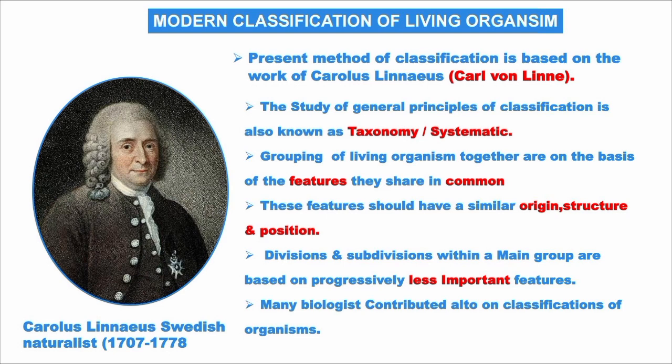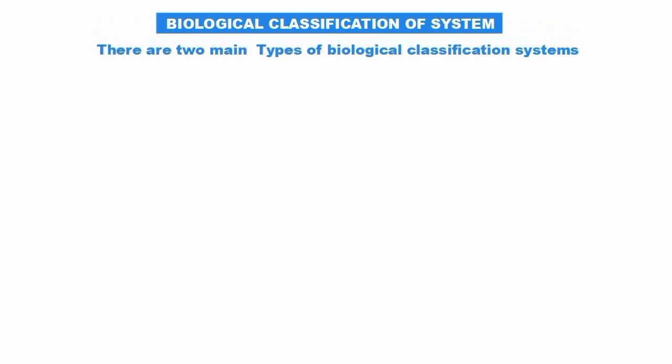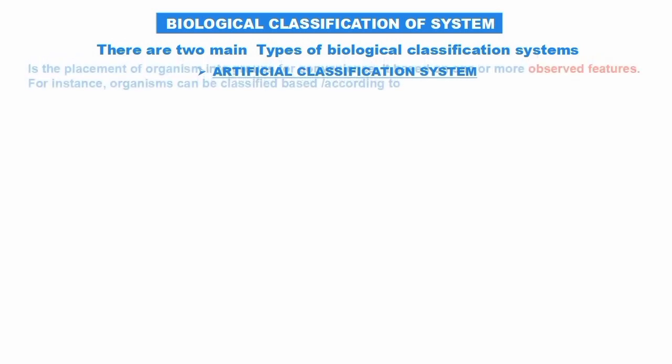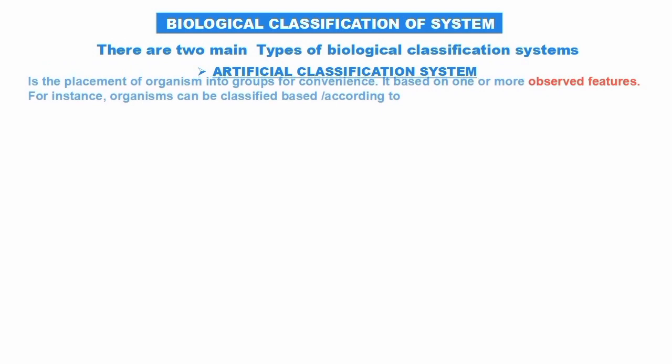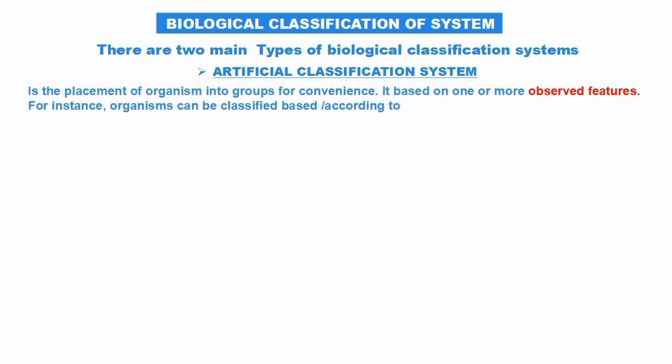So let's go to the types of biological classification. There are two main types of biological classification systems. The first one is the artificial classification system, which is the placement of organisms in a group for convenience, based on one or more observable features. For instance, organisms can be classified according to where they live, how they move, how they feed, their size, color, sex, etc.